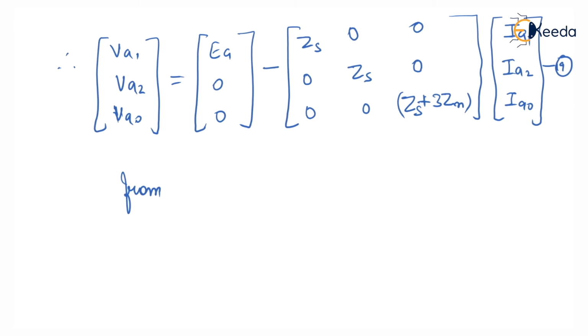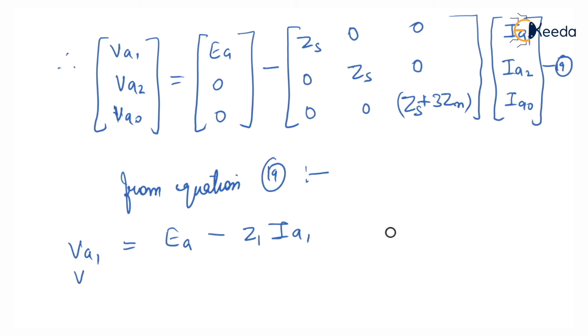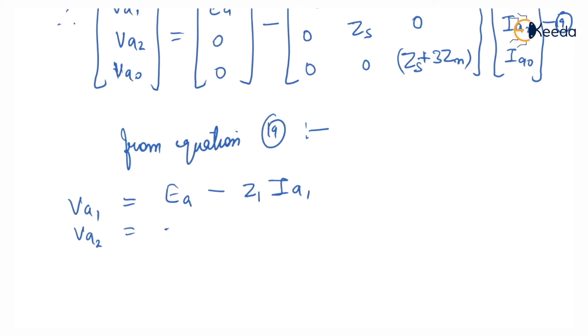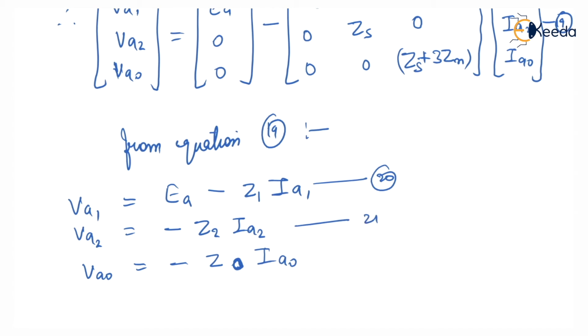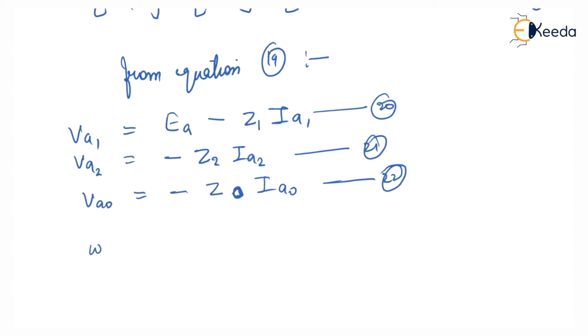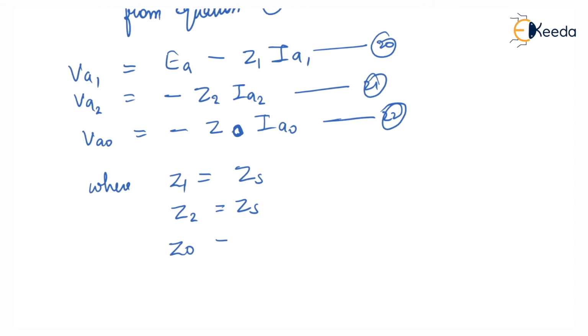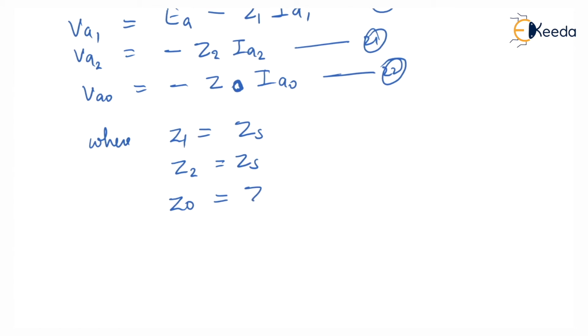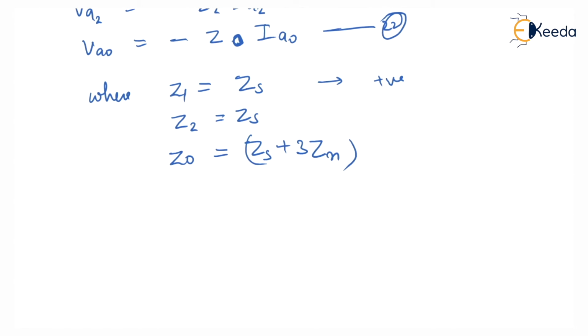That means from equation 19, Va1 is equal to Ea minus Z1 into Ia1, Va2 is equal to 0 minus Z2 Ia2, and Va0 is equal to 0 minus Z0 into Ia0. These are equations 20, 21 and 22, where Z1 is equal to Zs, Z2 is equal to Zs, and Z0 is equal to Zs plus 3 Zn. So this is the positive sequence impedance, this is the negative sequence impedance, and this is the zero sequence impedance.